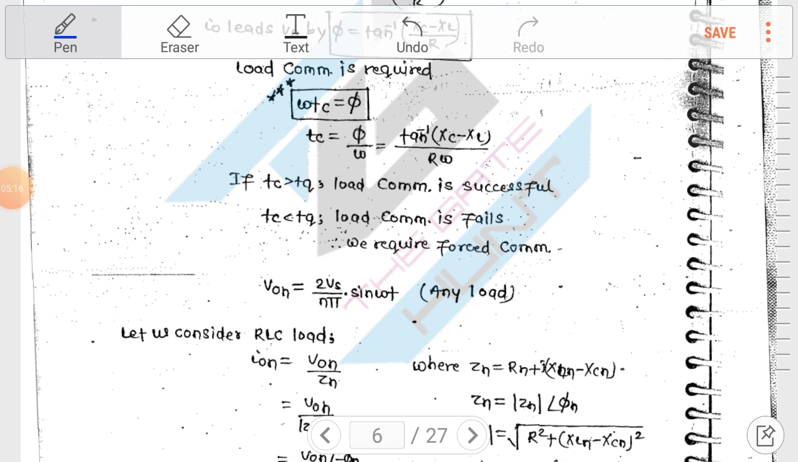Commutation time can be determined by using the phase angle. Tc equals phase angle divided by omega, and we know that this commutation time should be greater than the device turn off time for successful commutation. If it is less than the device turn off time, then our switch will fail to commutate.